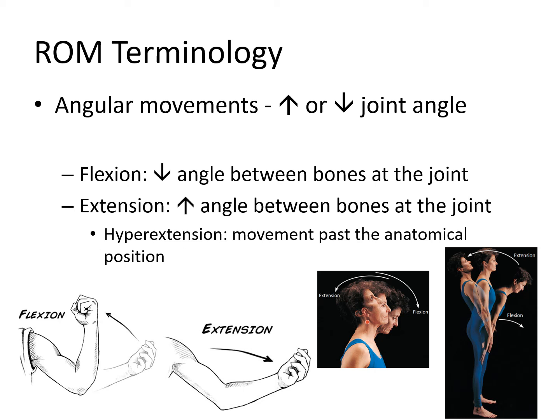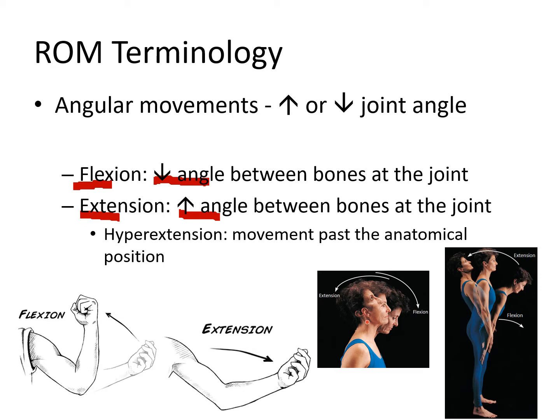Continuation with angular movements. Angular movements examine an increase or decrease in the angle at a joint. Flexion versus extension. In flexion, there's a decrease in the angle between the bones at a joint, whereas extension is an increase in the angle between the bones at the joint.